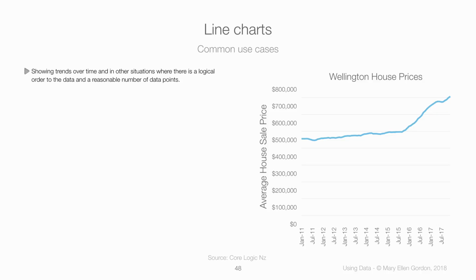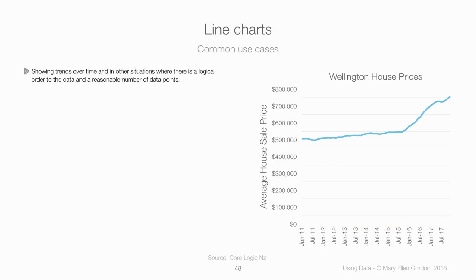Now let's talk about line charts. Line charts are commonly used when we want to show a trend over time, and in a situation where the categories are in logical order. So in this case, we're going by date. There's actually a data point for each month, and we're going across, so that's a very logical order, and it's kind of a classic use case for a line chart.